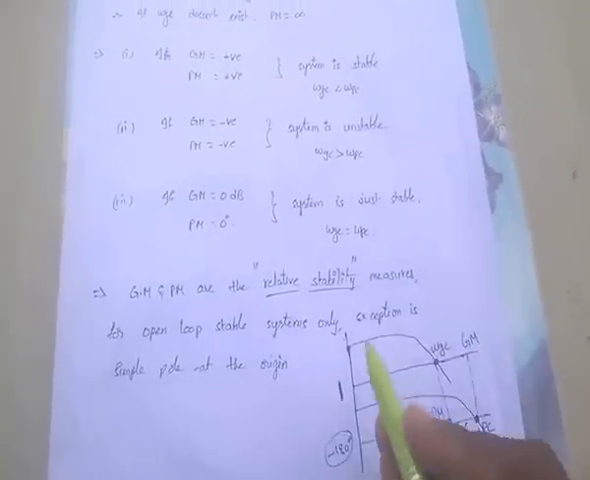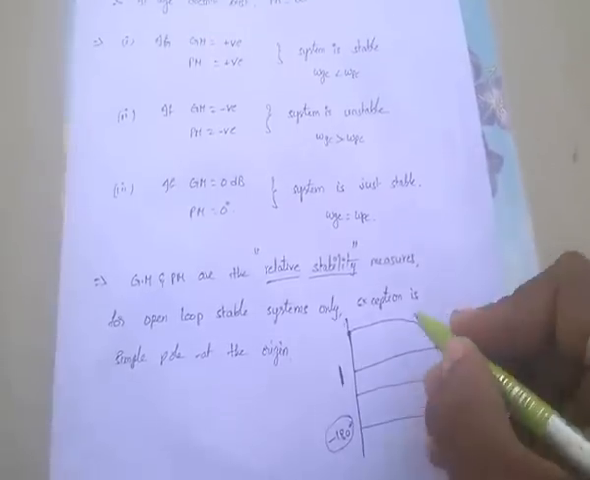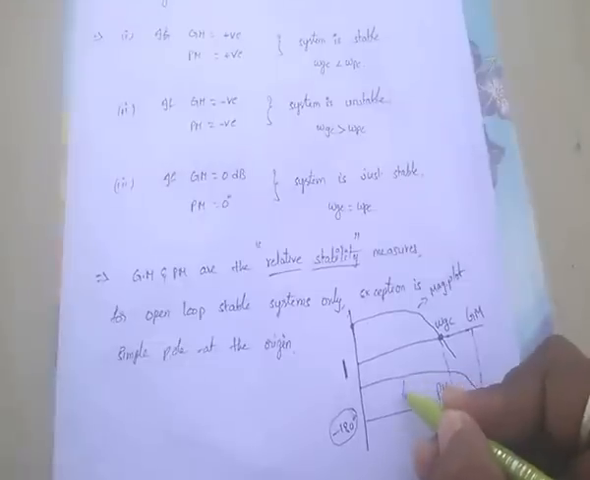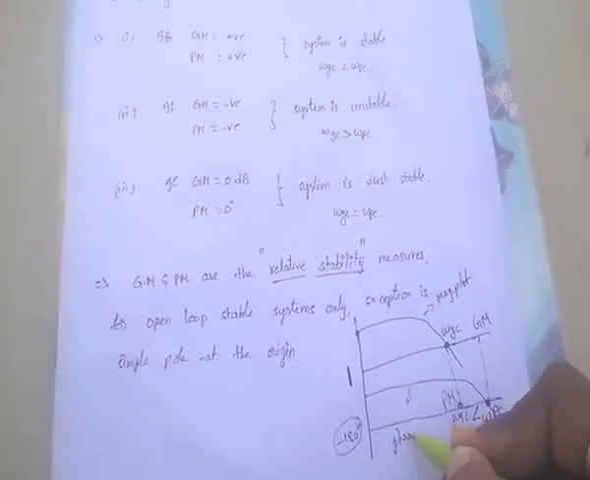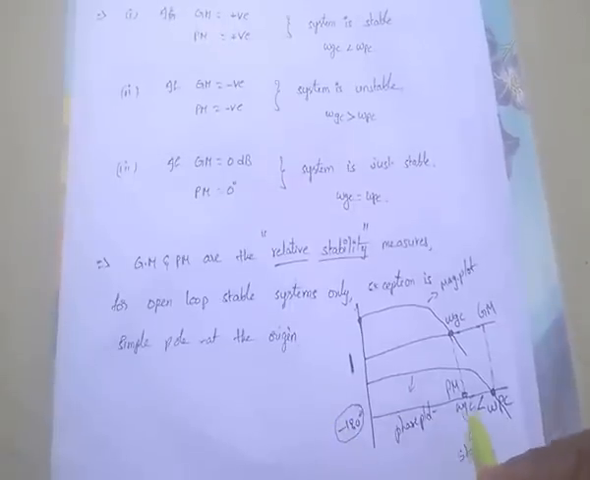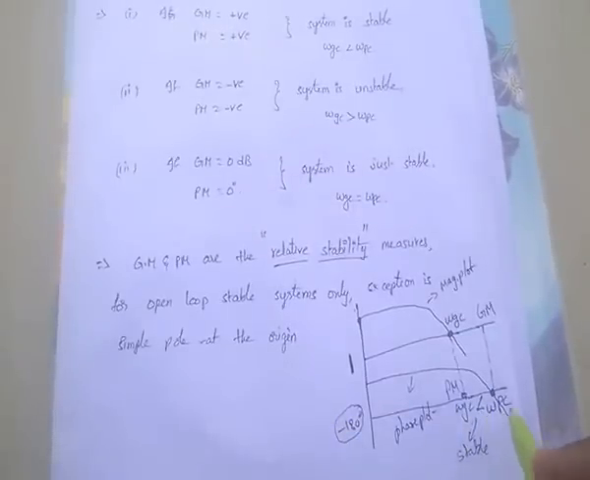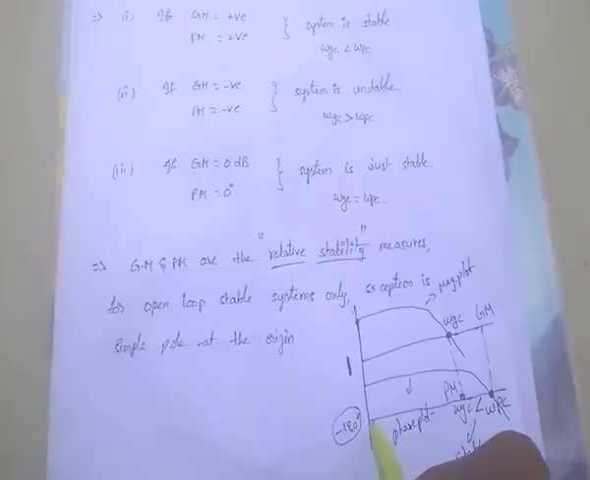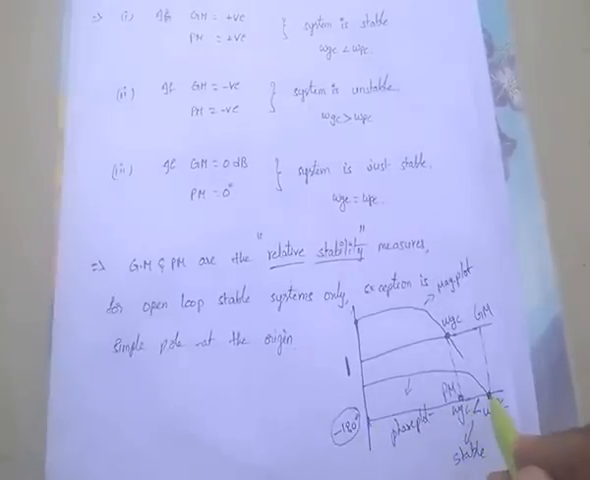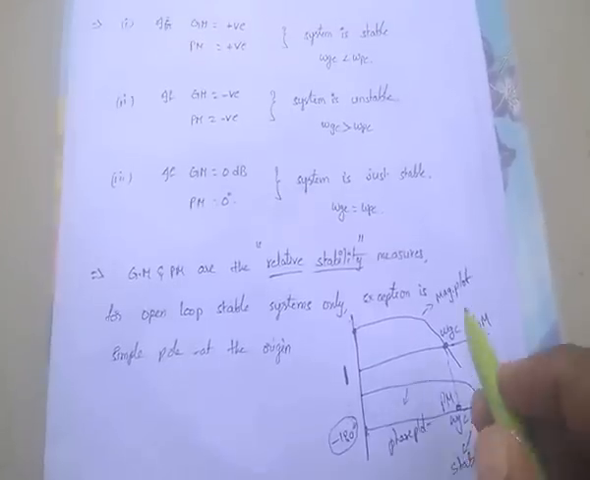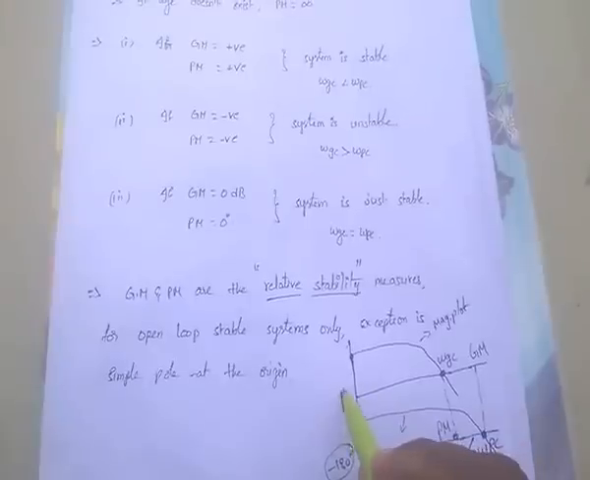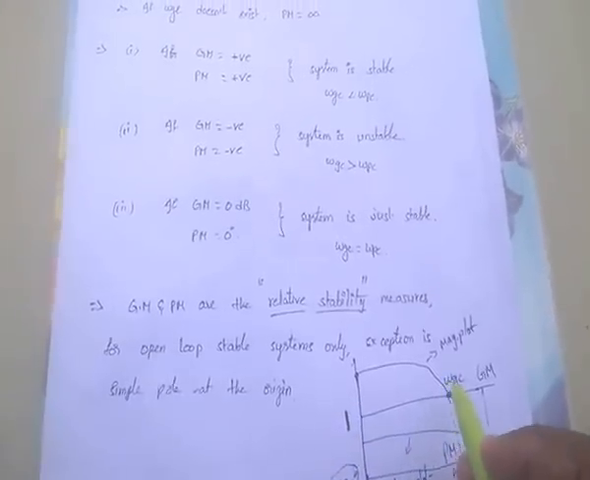It is a magnitude plot. It is a phase plot. Once again, what is omega PC? It is the phase crossover frequency, the frequency at which the phase angle of G(s)H(s) is minus 180 degrees. What is gain crossover frequency? It is the frequency at which the magnitude of G(s)H(s) is 1. This is the gain crossover frequency.